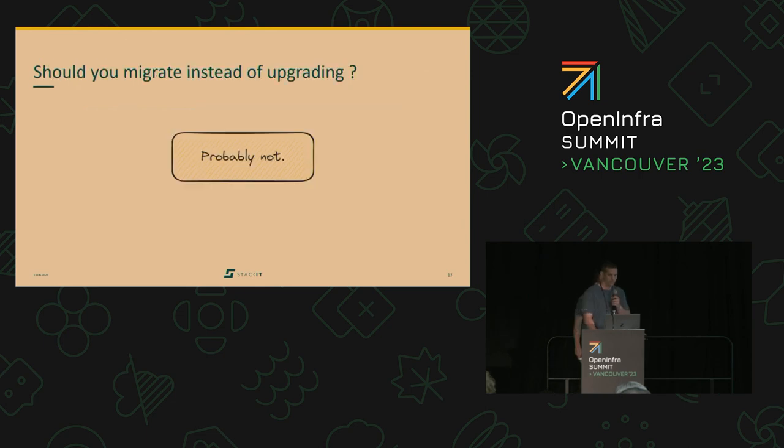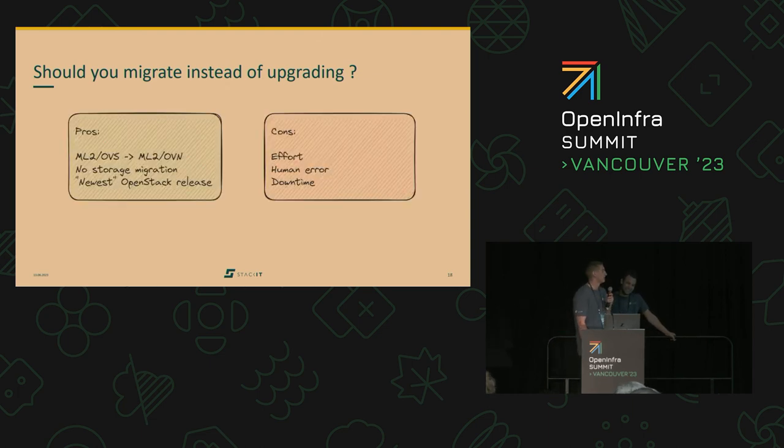And yeah, now the big question, should you migrate instead of upgrading? I guess probably not if you are you. For us, we have a pros and cons list. So our pros list consists of the OVS to OVN change. OVS to OVN needs a downtime, so we could just combine both downtimes to one downtime, which was a great benefit for us. Also, we don't need to do any storage migration, which elsewhere would have taken a lot of time. And also now we are on the newest OpenStack release, which is Yoga, which is not the newest, but at the time we were planning it was the newest. So we also skipped like seven or eight releases at once, which was very nice.